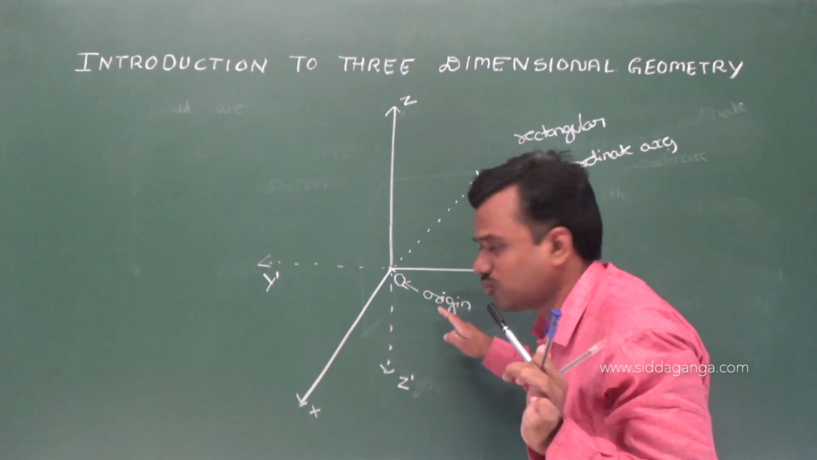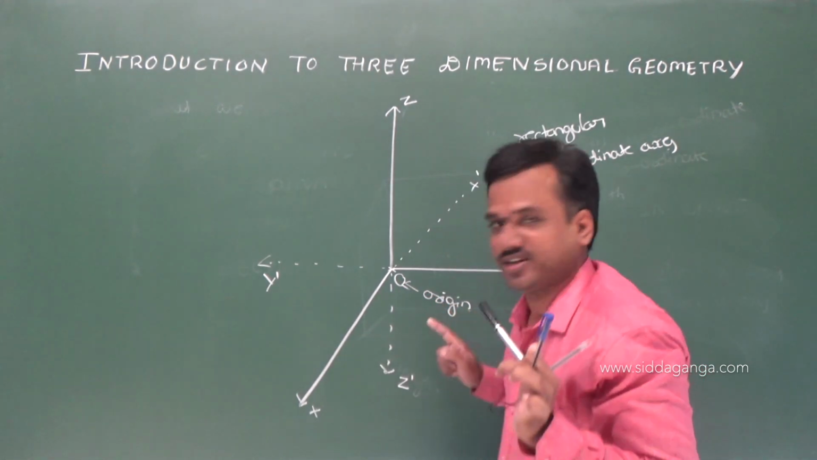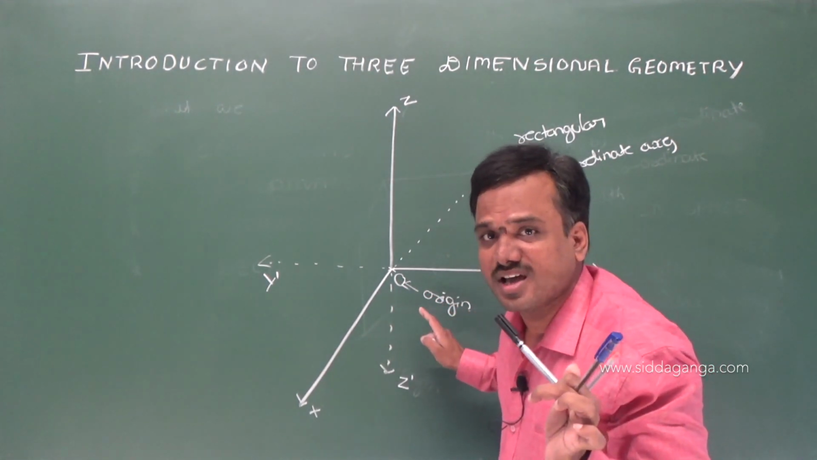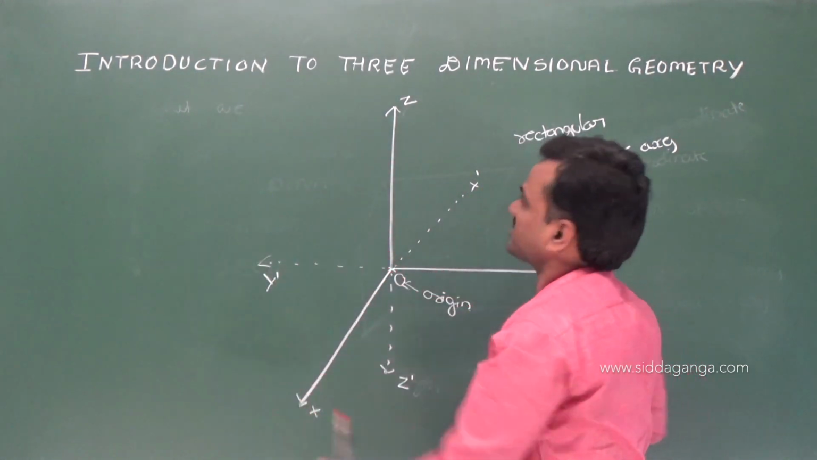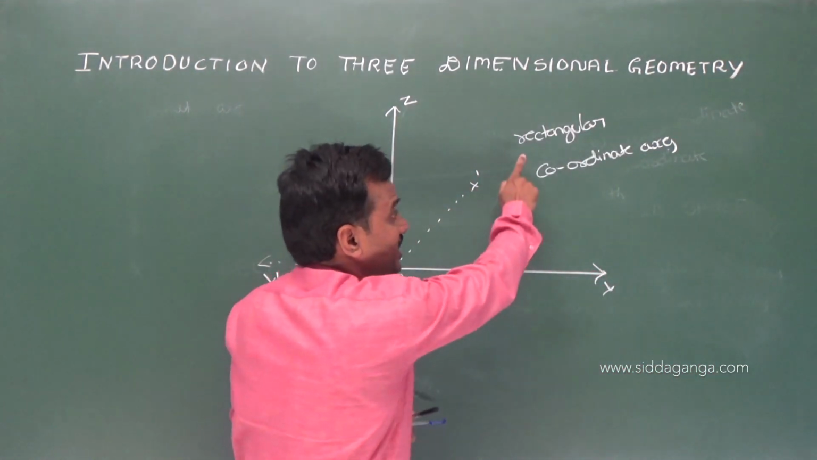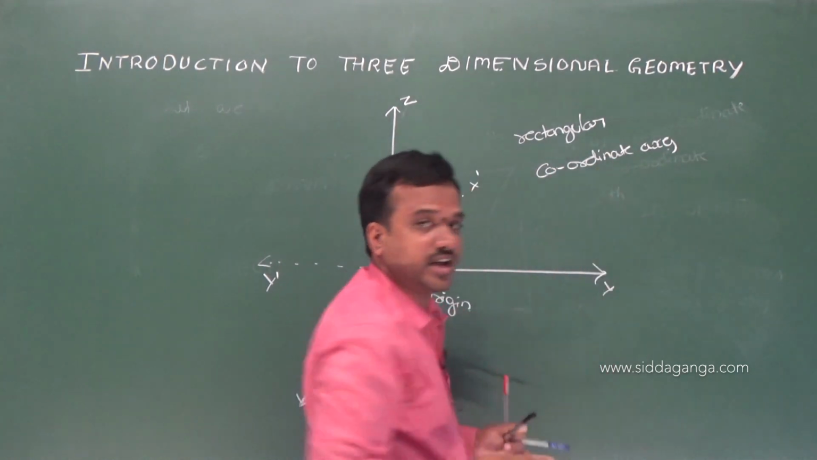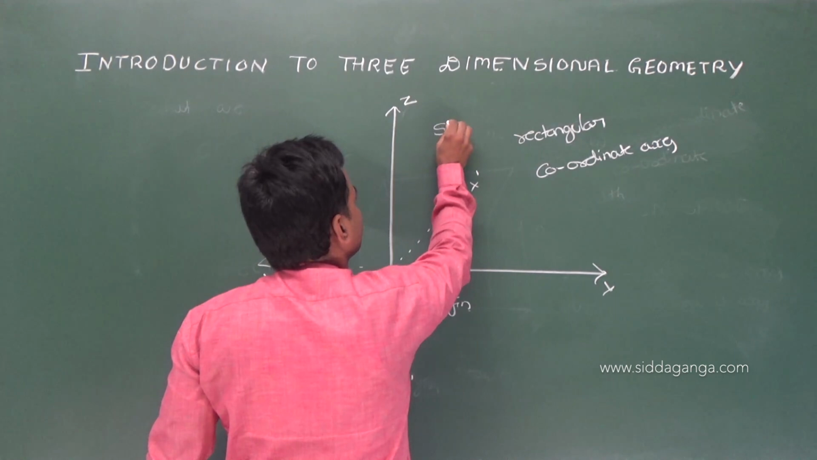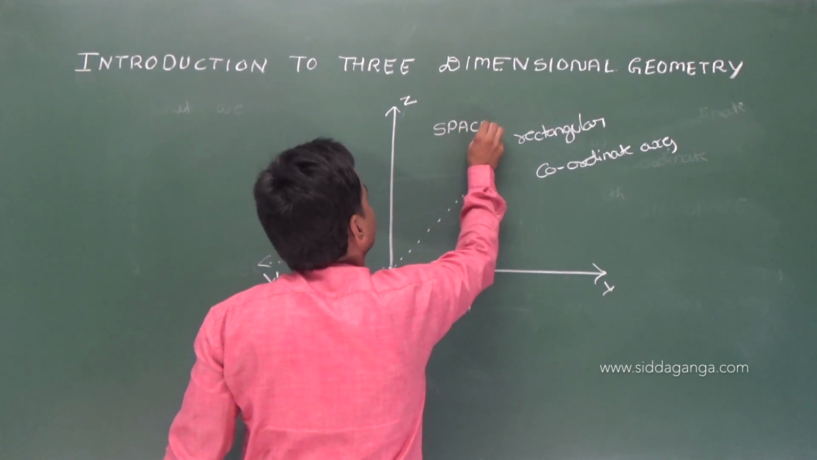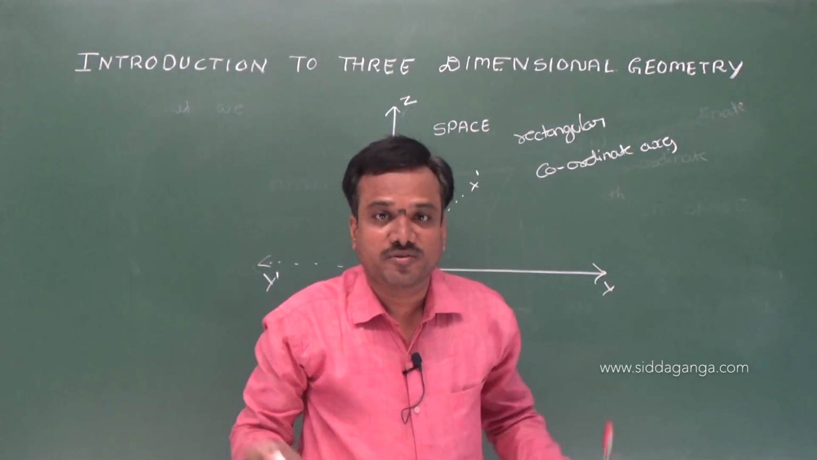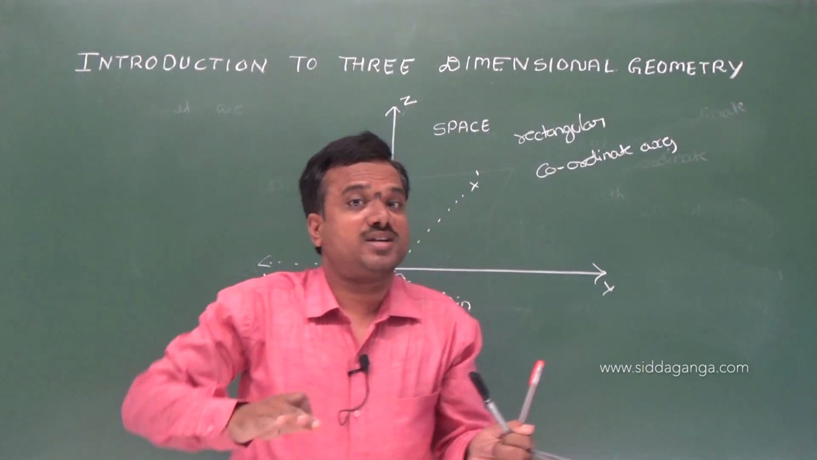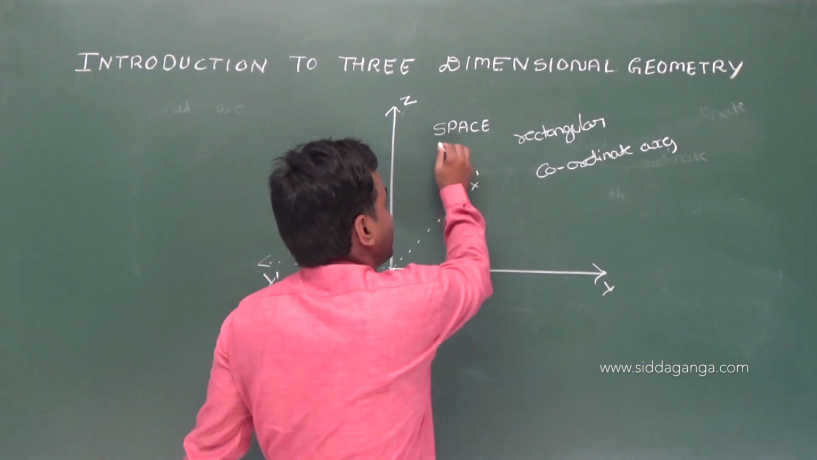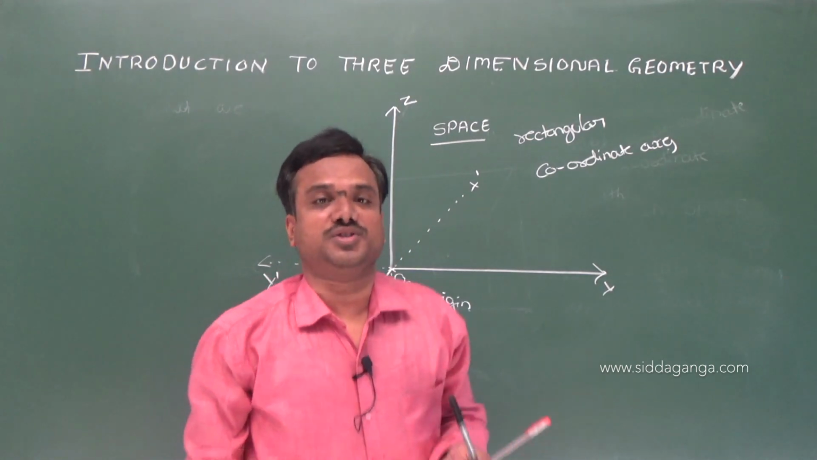That point O, we call it the origin. This entire system we call the rectangular coordinate axes. Two-dimensional geometry we call a plane, whereas three-dimensional geometry we call space.